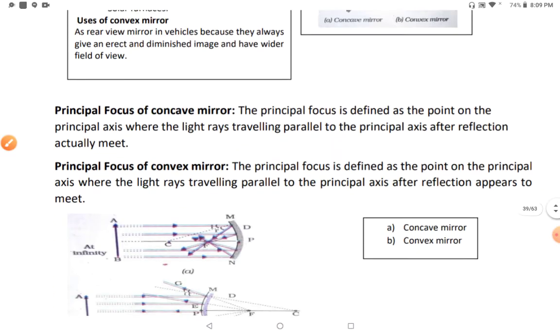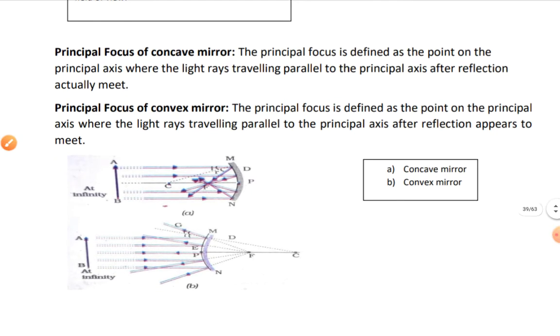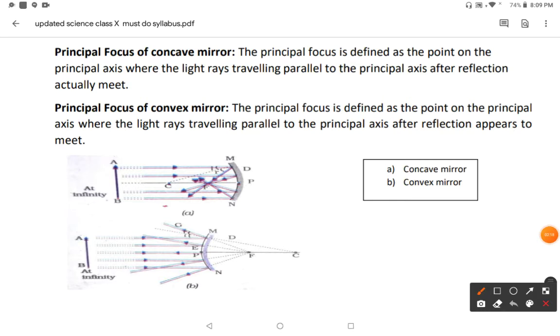Before studying image formation in the concave and convex mirror, we have some terms that we have to define. The first one is the principal focus of a concave mirror. If we see this structure, this is a concave mirror. The principal focus is this point where all the rays meet, F. It is represented by capital F, and it is defined as the point on the principal axis where light rays travelling parallel to the principal axis actually meet after reflection.